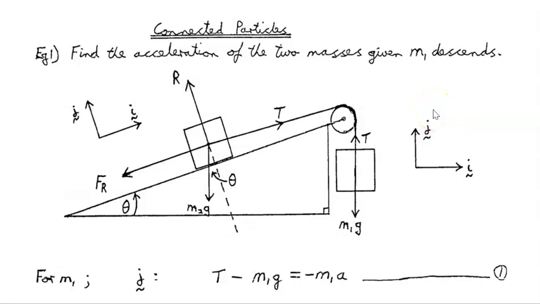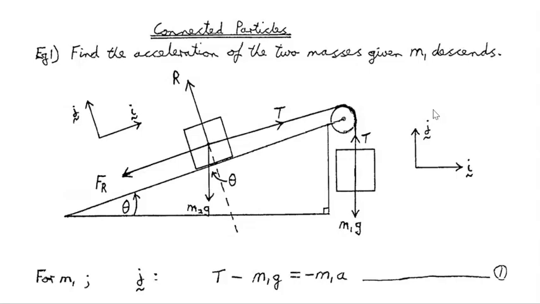So in this video, let's look at the situation where we have two masses on an inclined plane connected by a string and a pulley, and there's going to be motion either up or down the plane. So let's have a look at finding the acceleration of the two masses, given that mass 1 descends. But we can look at the general situation.